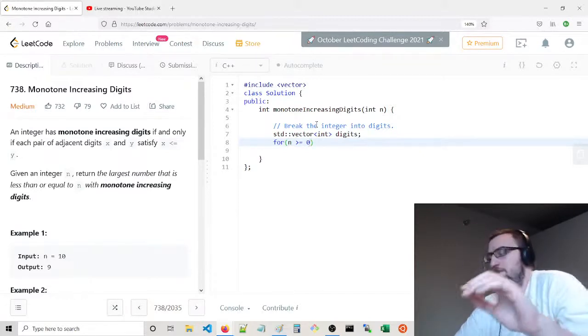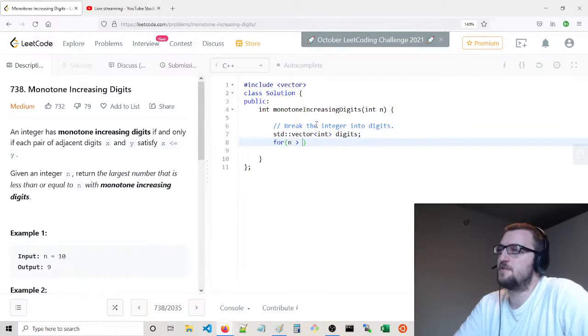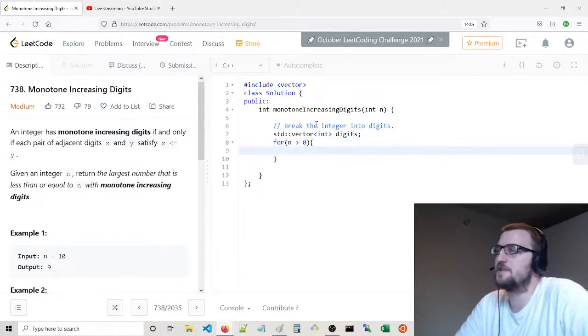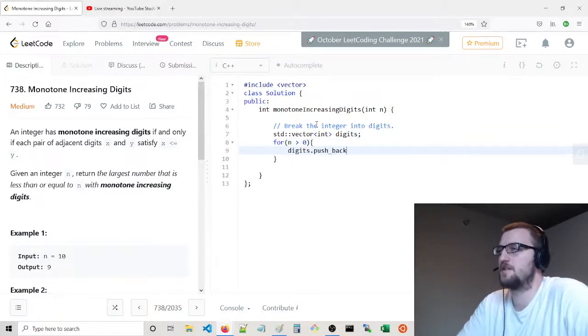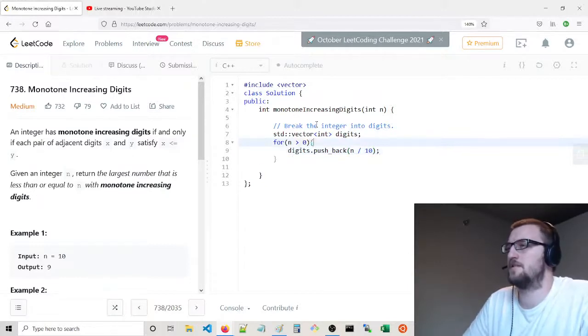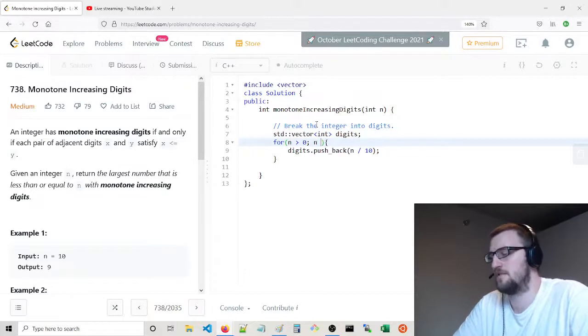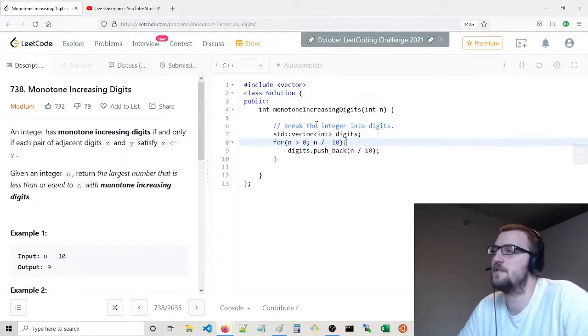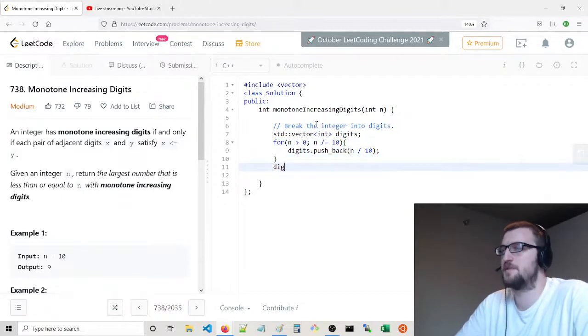This is a tricky thing also. We can do n greater than 0. We're going to say digits.pushback n divided by 10, and then update n, divide equals 10, and at one point it'll be 0, and we just digits.pushback.